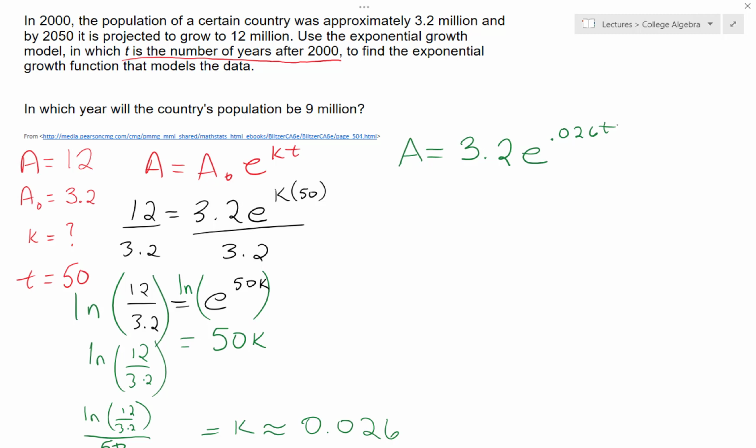So now we can skip to the next question, because we have found our growth function. This a equals is the answer to the first part. But now the question asks, in which year will the country's population be 9 million? So I'm solving for t there, and I want to know when it grows to 9 million. So in other words, a is 9 million, because I already know a sub 0. That never changes. I always start with 3.2. So that 9 million is now what I'm growing to.